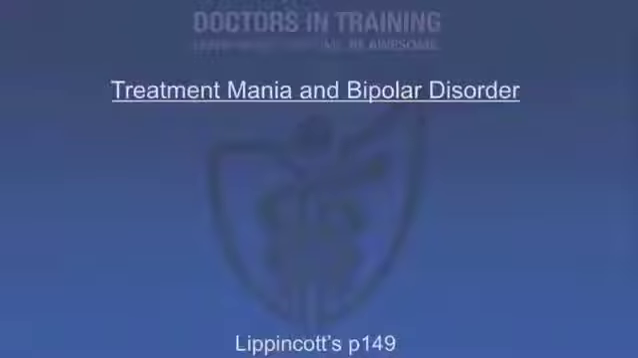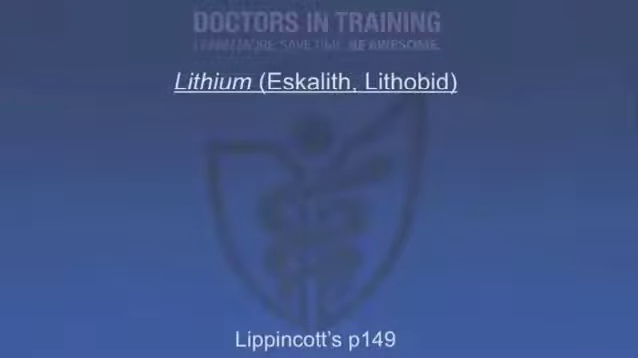Last, we will talk about the treatment of mania and bipolar disorder. The treatment of bipolar disorder has recently increased, partly due to the increased recognition of the disorder and also due to the increased number of medications the FDA has approved. One of the classic medications used for bipolar disorder is lithium.